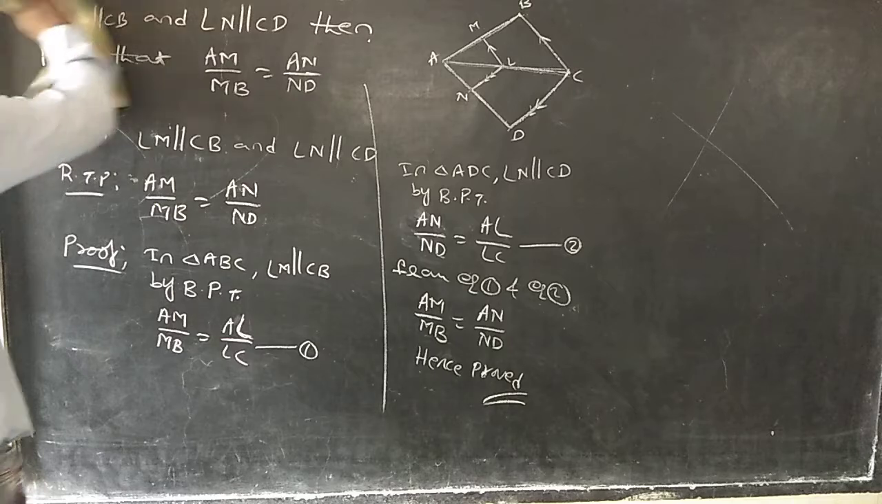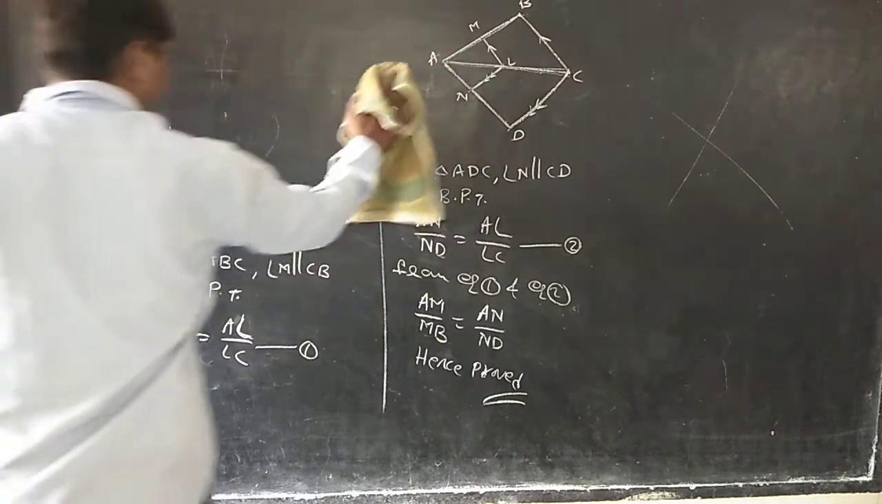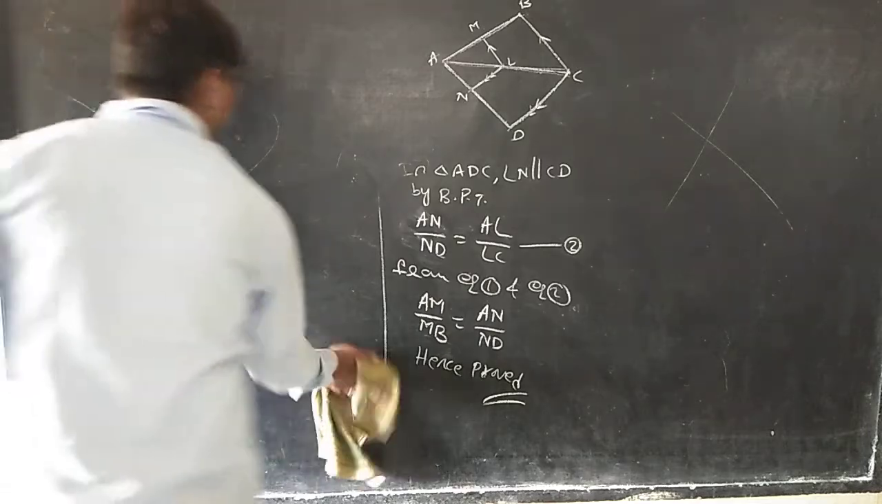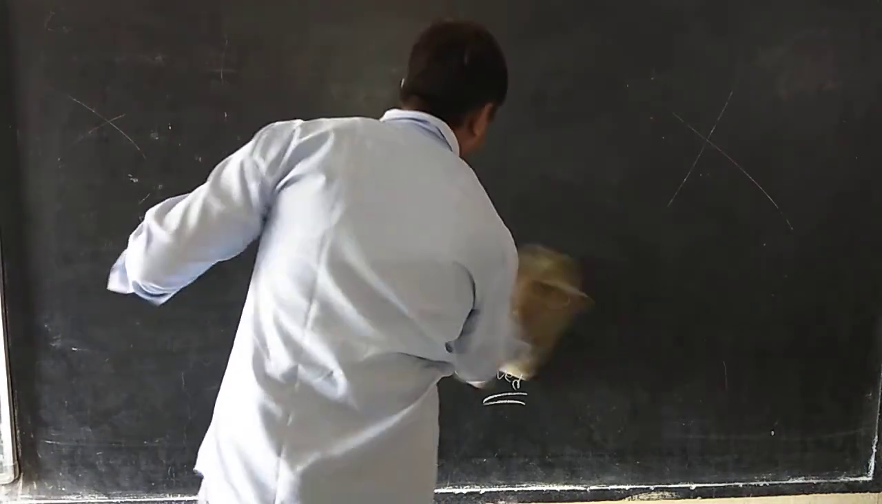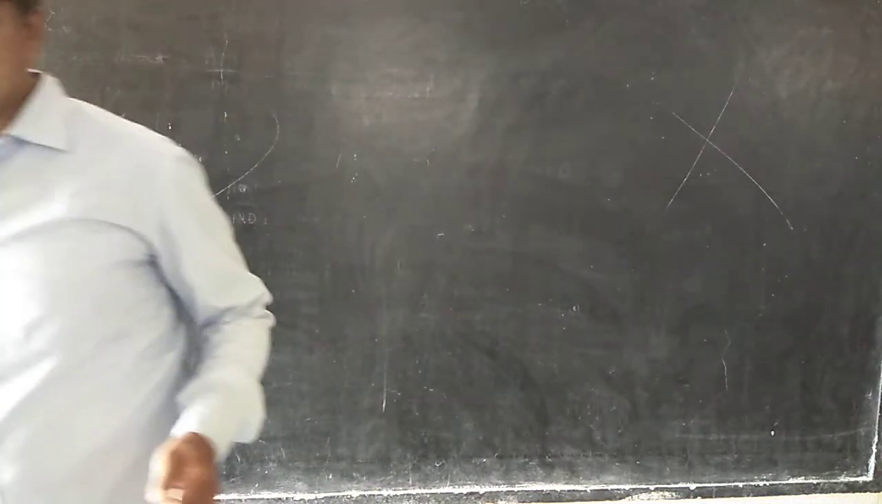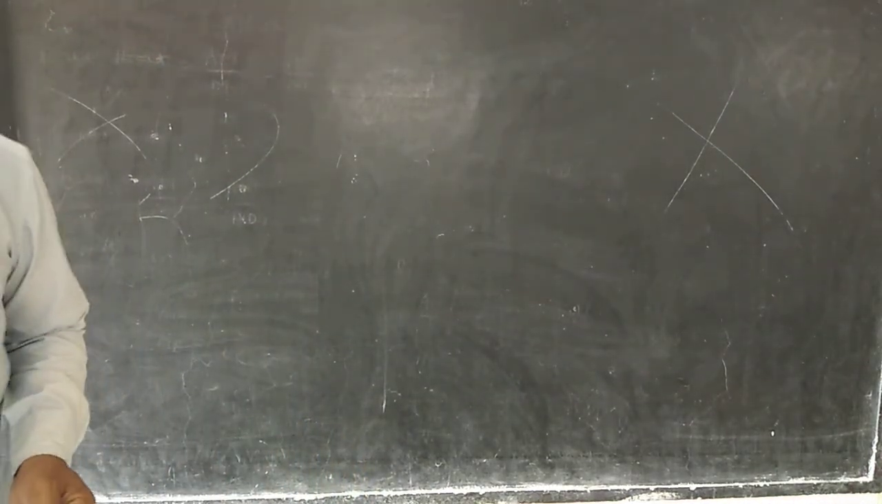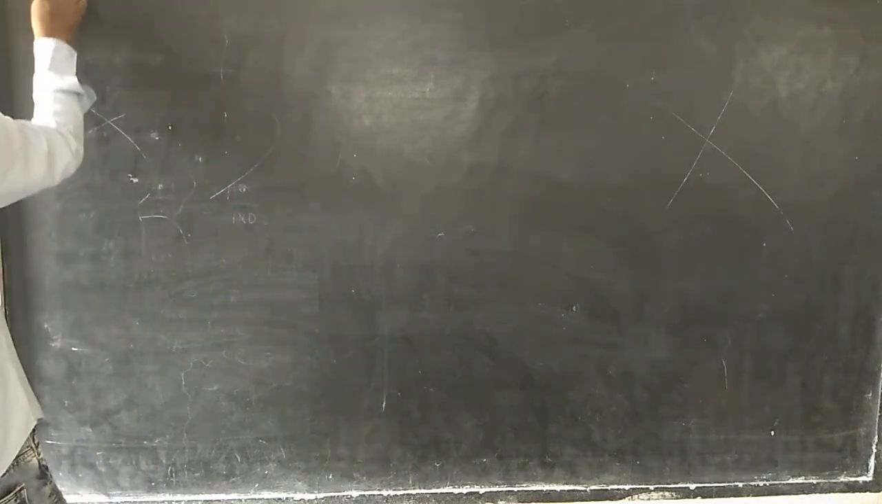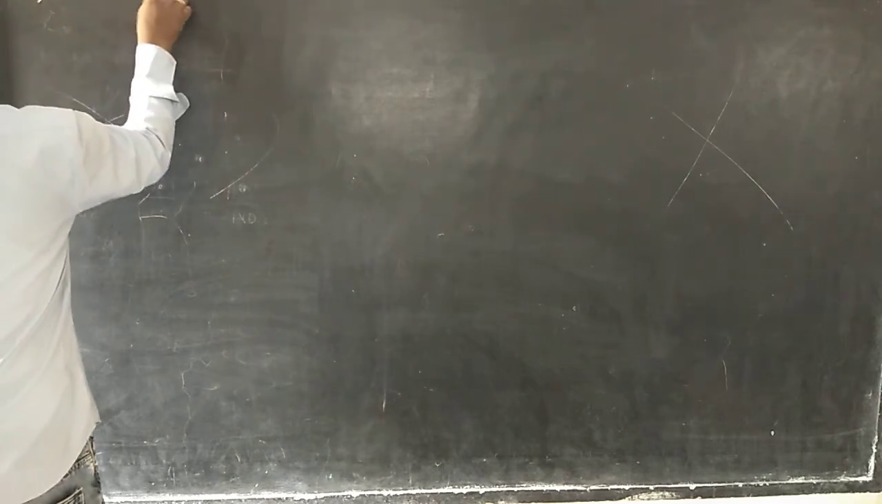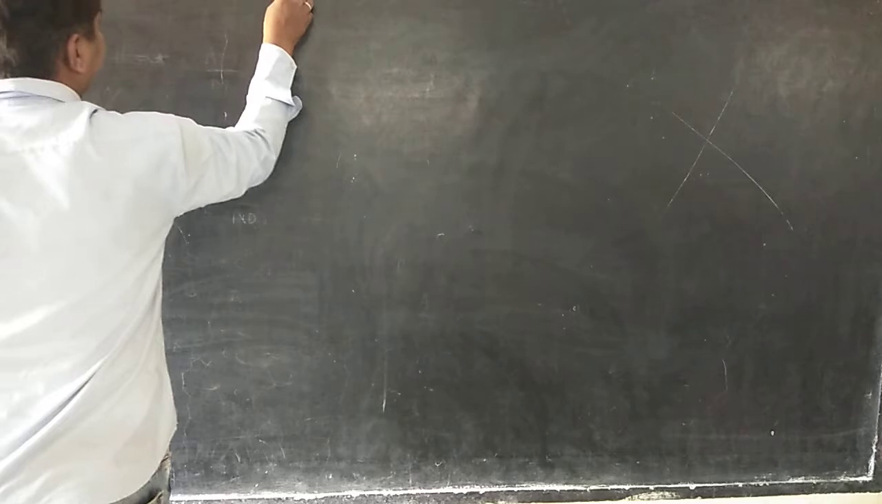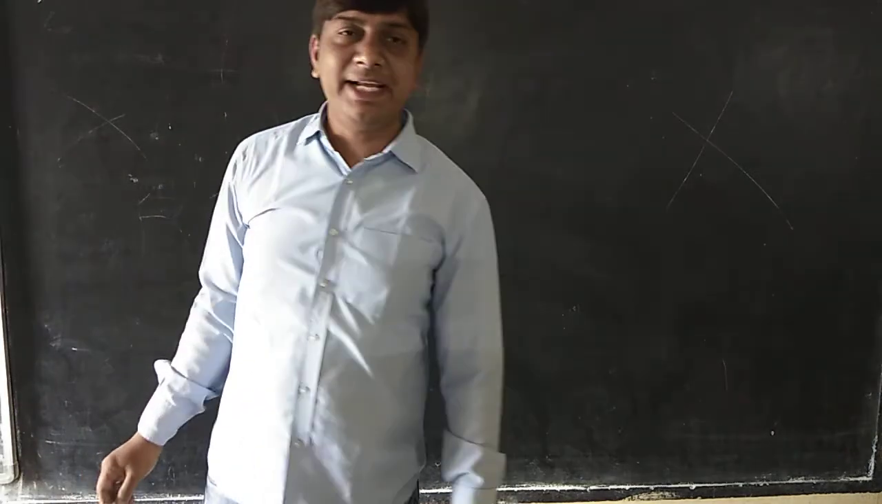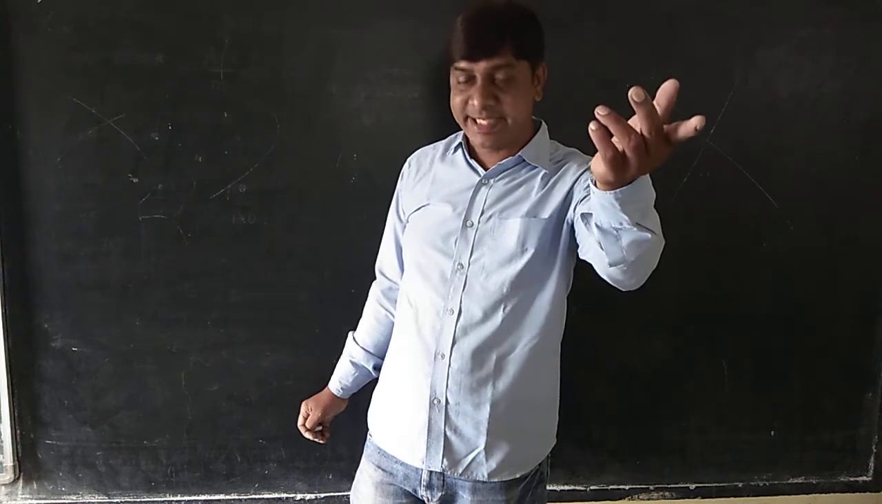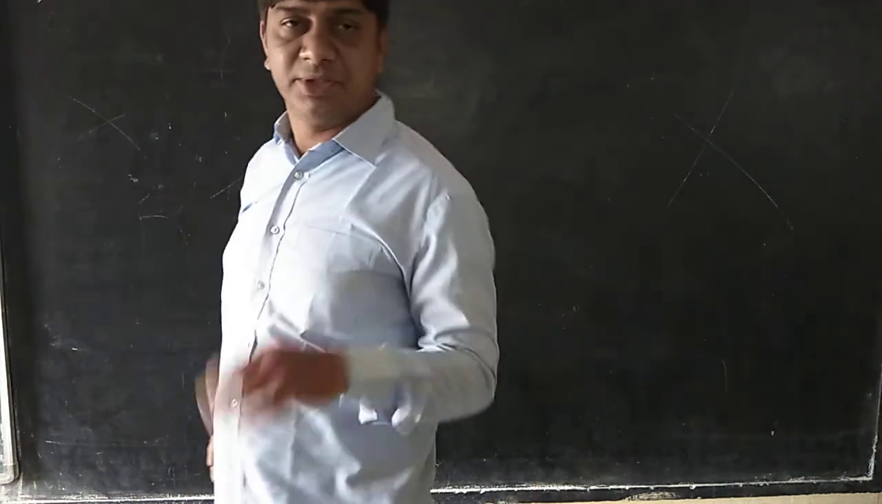Okay, next one. Next question is: prove that a line segment drawn from the midpoint of one side of a triangle parallel to another side will bisect the third side. In class 9 you learned the midpoint theorem.